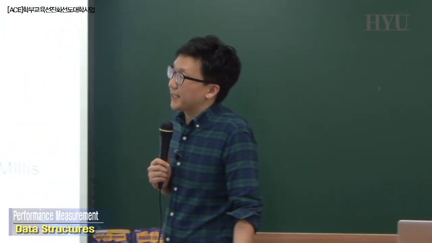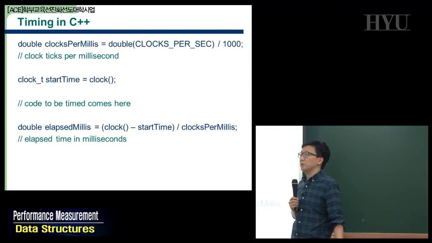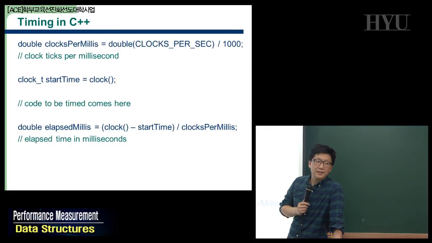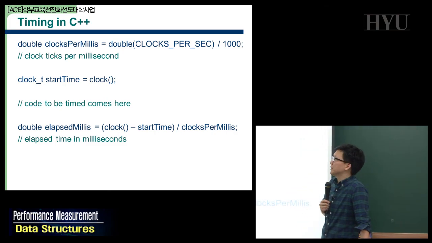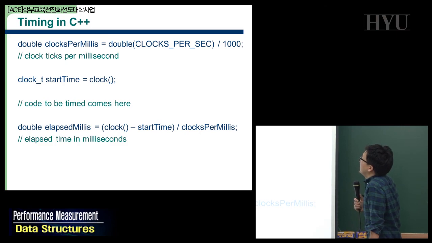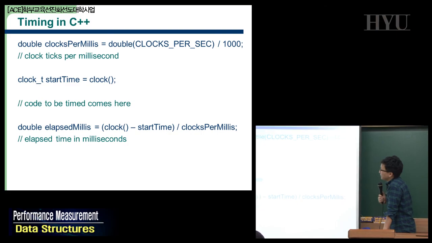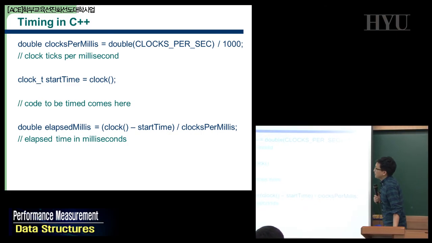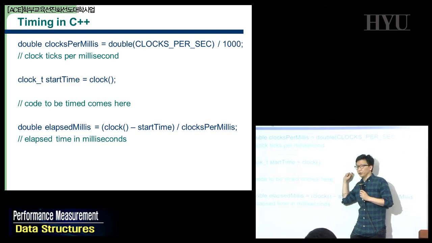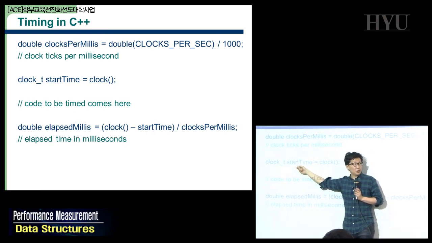Clocks per millisecond. How many clocks per millisecond? Double clocks per second divided by 1,000. They wanted to see it in milliseconds, so they divide that by 1,000. Clock t start time equals clock. When they see this, they record the current time into here.